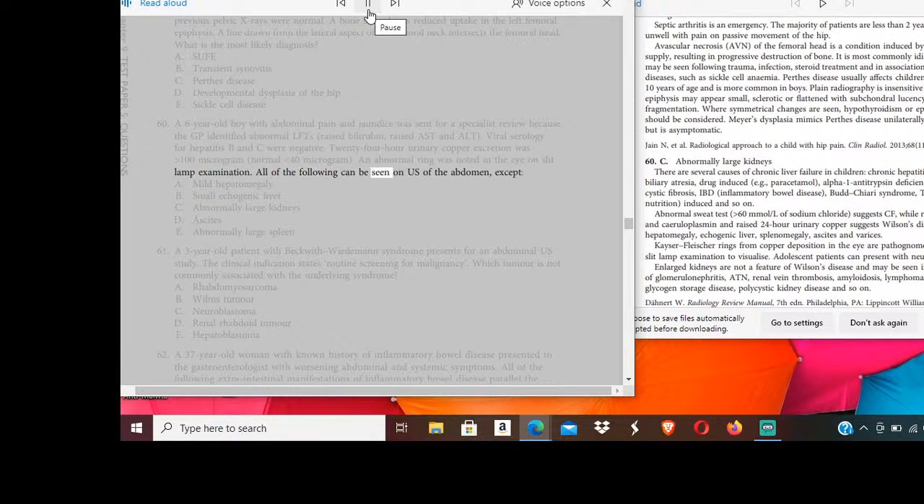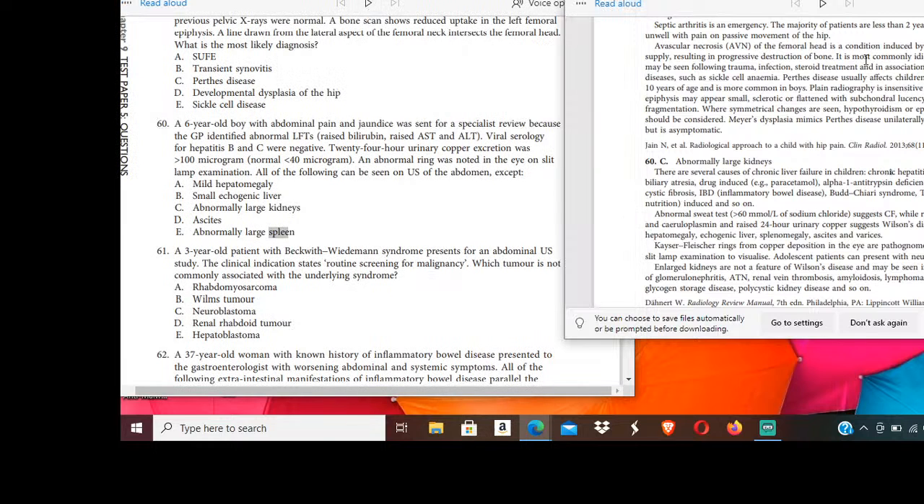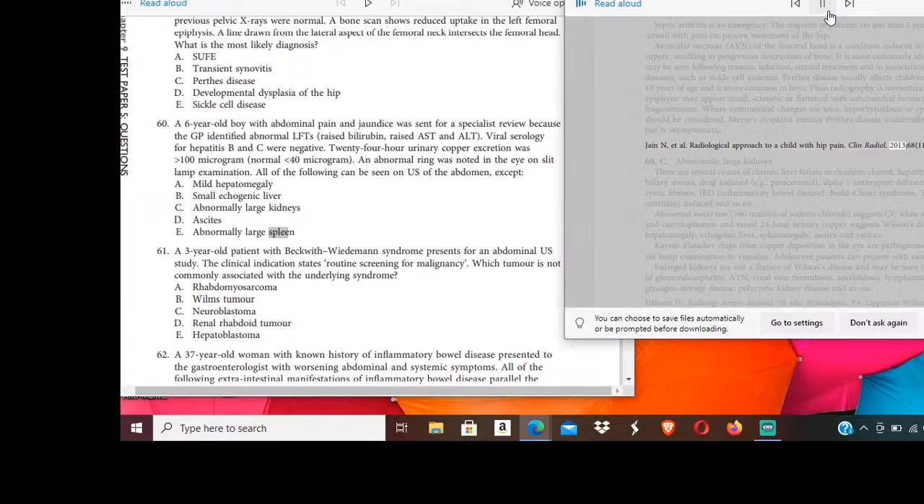All of the following can be seen on US of the abdomen, except A. Mild hepatomegaly, B. Small echogenic liver, C. Abnormally large kidneys, D. Ascites, E. Abnormally large spleen. Clin Radiol. 2013, 68, 1167-78. 60. C. Abnormally large kidneys.